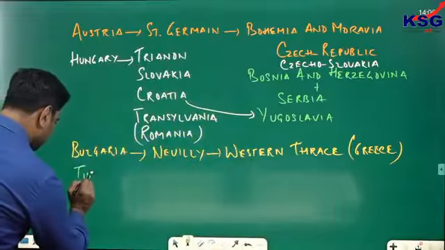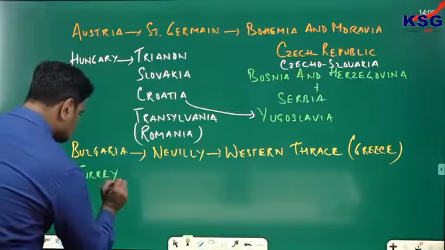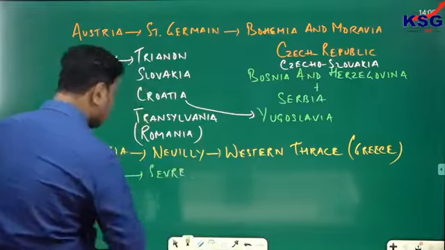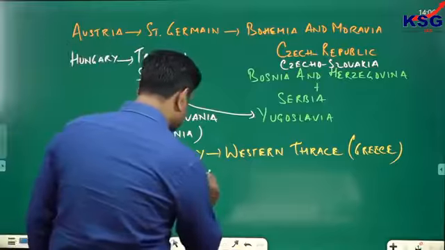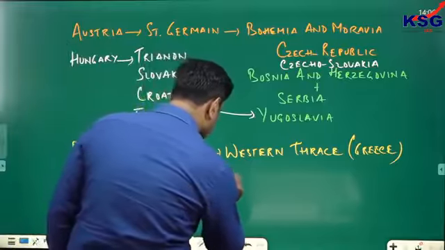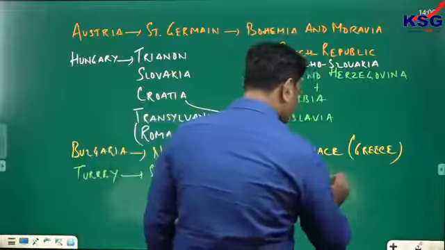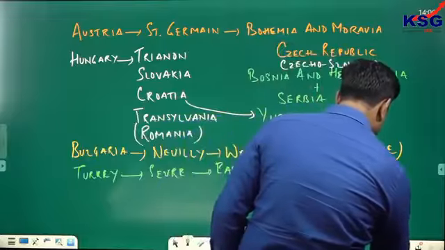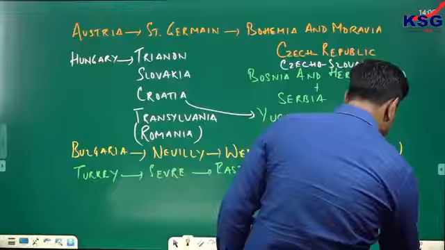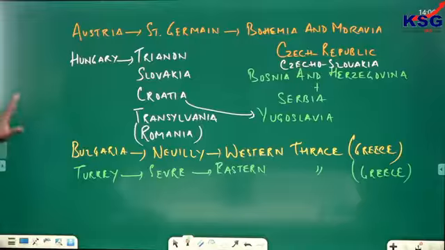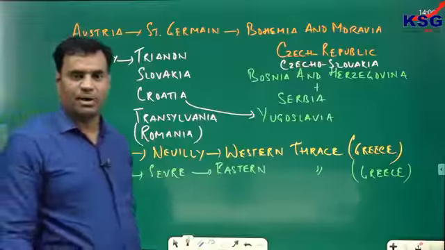Turkey, another defeated power, and this was known as the Treaty of Sevres. As per the Treaty of Sevres, Turkey was forced to surrender the region of Eastern Thrace, and it was also given to Greece. So Greece was given Western Thrace also, Eastern Thrace as well, and large scale redrawal of national boundaries took place.